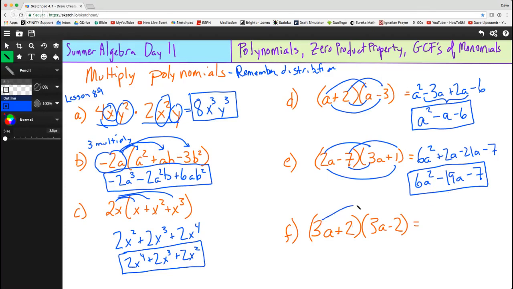Okay, first, outside, inside, last. 9a squared, outside, minus 6a, inside, plus 6a. Whoa, this is going to be cool. Minus 4. Oh, what do we get? The middle ones cancel out. And so we get 9a squared minus 4.